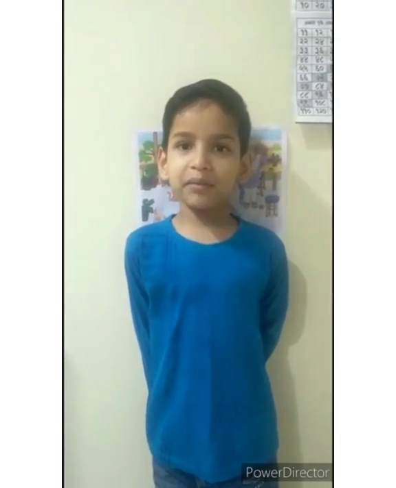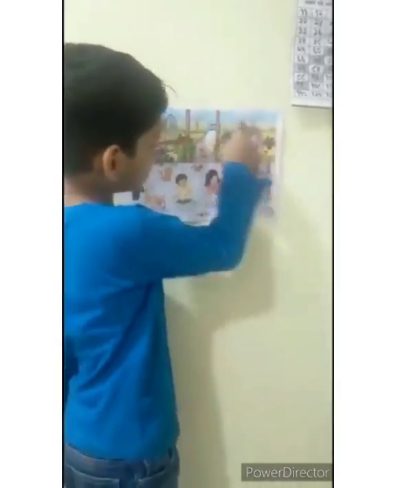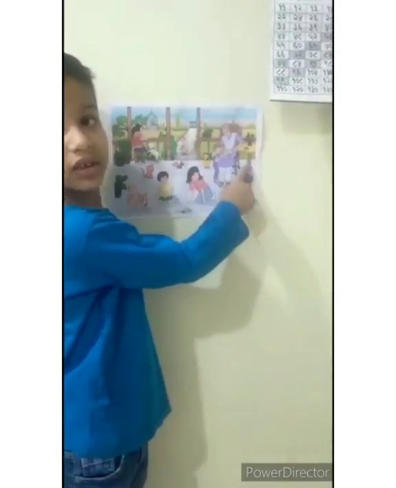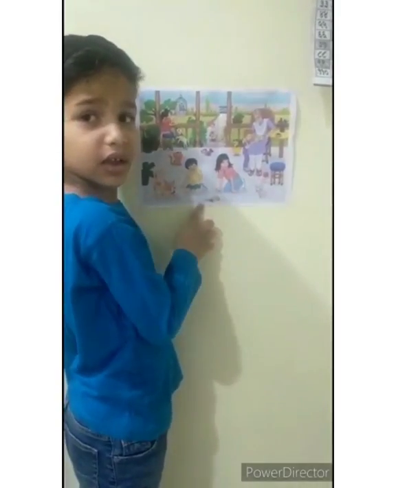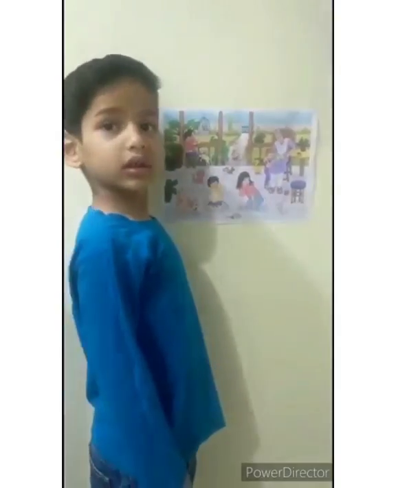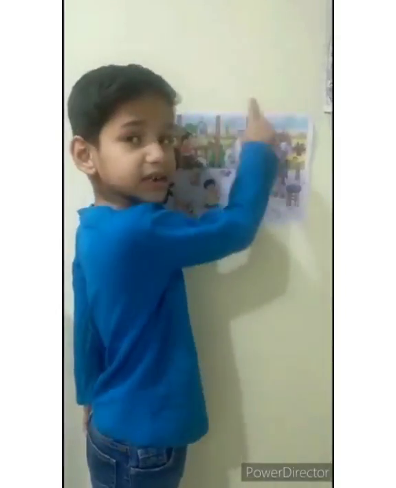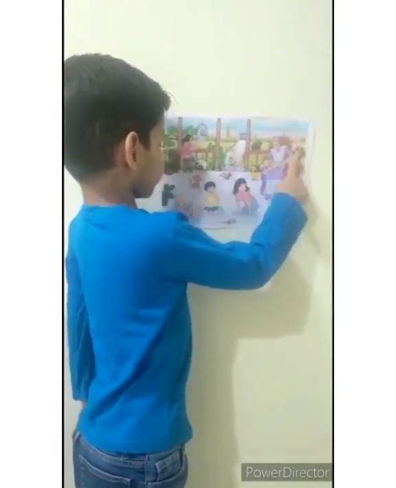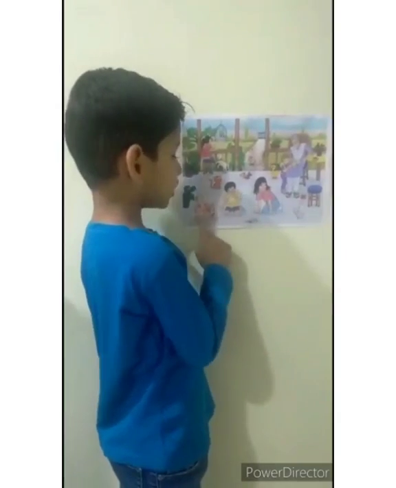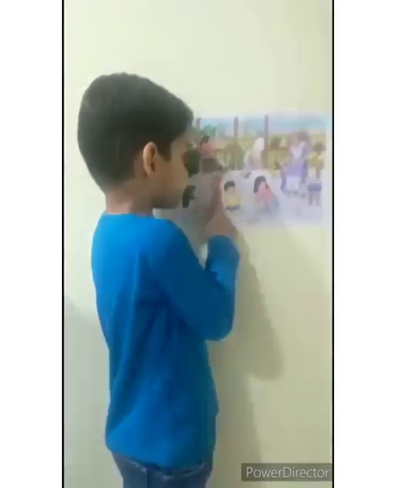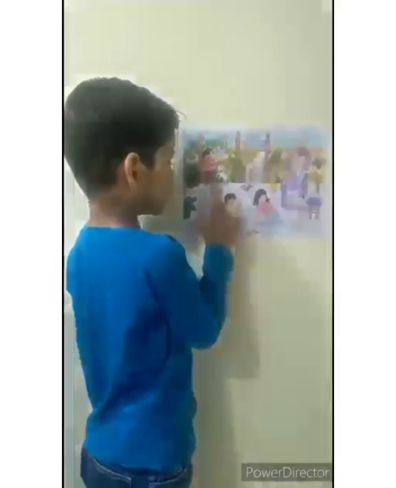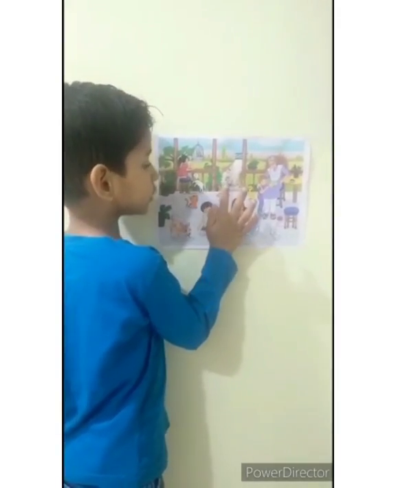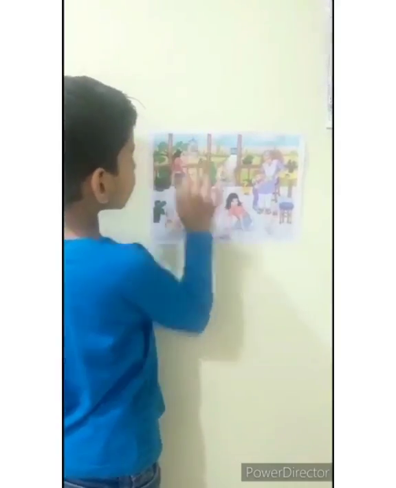The topic for today is pet animals. The picture has pet animals and plants. They can be the good friends. We can see dog, rat, rabbit, cat, squirrel, duckies, and parrot.